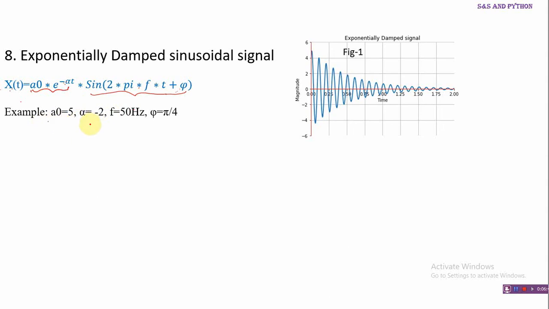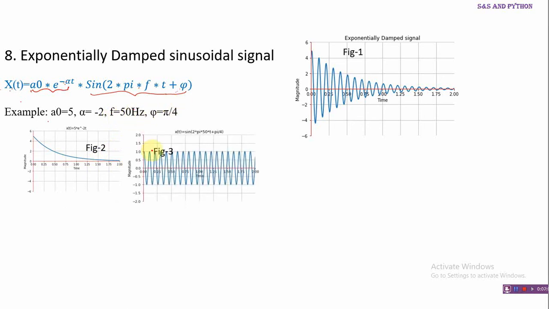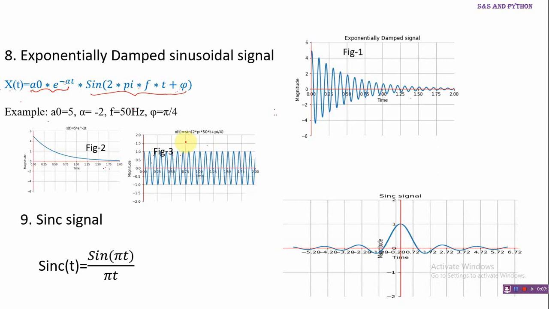So this first signal, A naught e to the power of minus alpha t, for a particular value of A naught equal to 5 and alpha equal to minus 2, its variation is like this, as shown in figure 2. And a sinusoidal signal with 50 Hz and phi equal to pi by 4 is as shown in figure 3. The product of these two signals will result in the signal shown in figure 1, which is an exponentially decreasing sinusoidal signal.